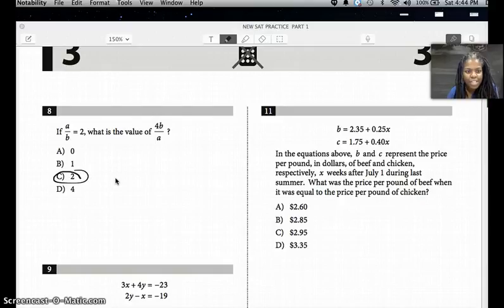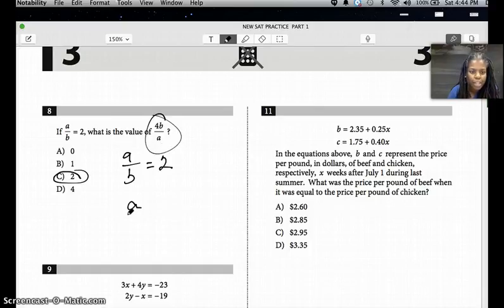So the answer here is 2, and the way I did it is maybe not the way everybody else would do it. I talked to some other students about this and they weren't really feeling my explanation, but I'm going to try it out on you. So if A over B is equal to 2 and then we're asked to analyze 4B over A, first of all, I really wish that the B were at the top and the A was at the bottom.